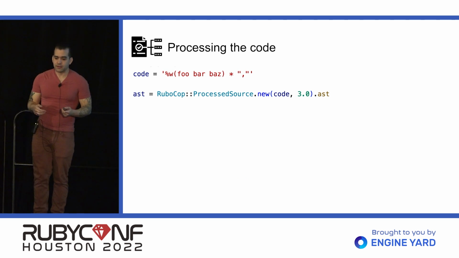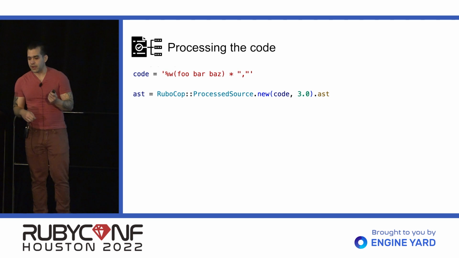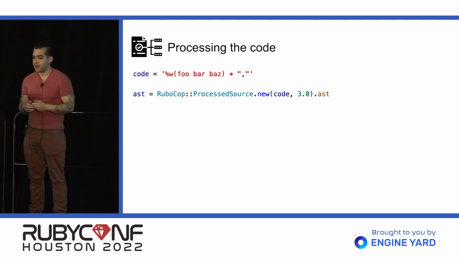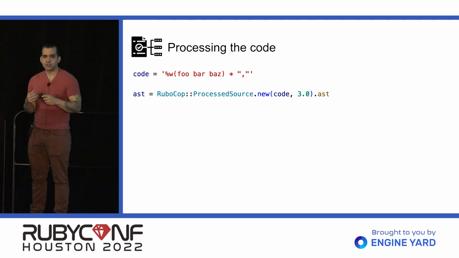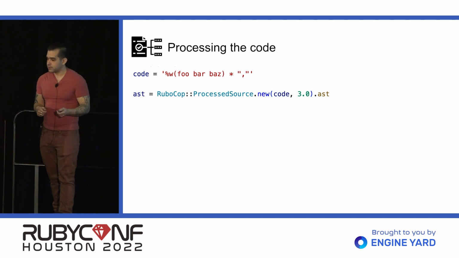So RuboCop has this process source class that you could use if you wanted to, where you could provide it some code in a string form. So this could be read directly from a file, and the version of Ruby you are interested in, and you can look at the abstract syntax tree and start to ask questions about it. So if we looked at this code, and we wanted to know if it violated that array join rule, we could start asking some questions.